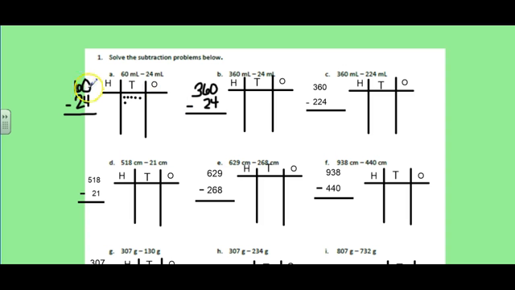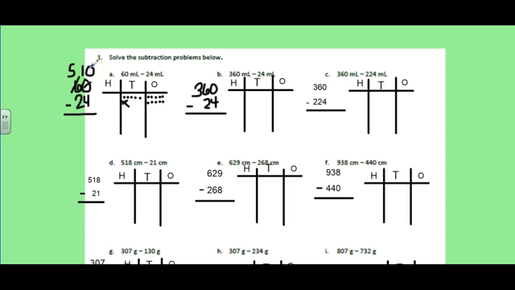Since we know we have 0 ones and we have to take away 4, we're going to have to get some ones over here in our ones place. So we're going to go to our tens place, take 1 away, so now we can add 10 more to our ones place. So now we have 10 ones. We're going to do that to our actual problem. We took 1 ten away, so now we've got 5 tens, and we added a 10 to the ones place, which took our 0 ones to 10 ones.